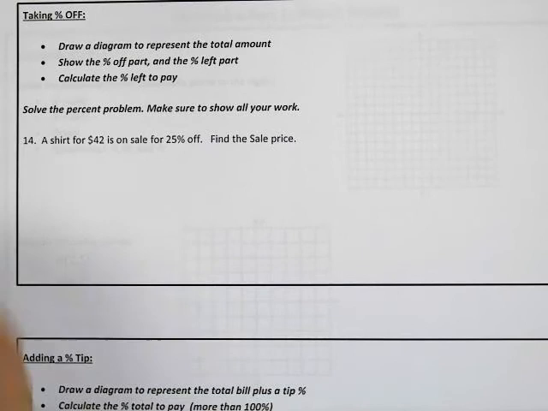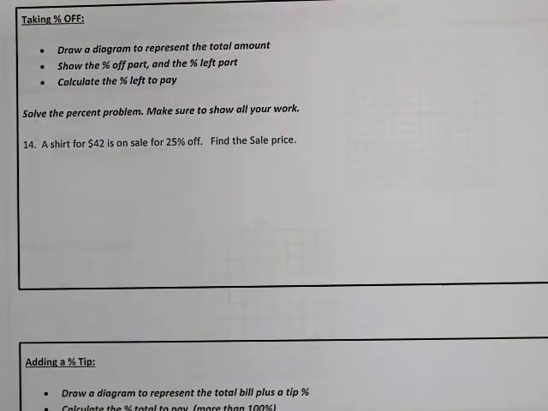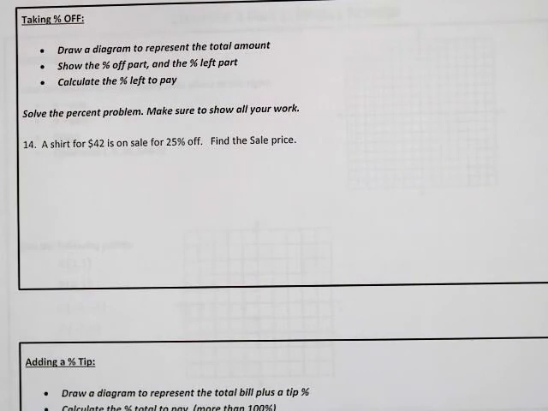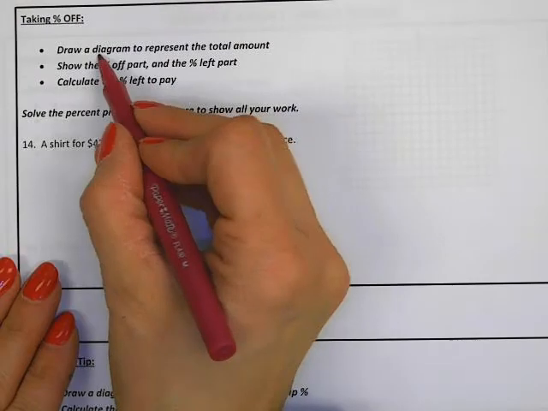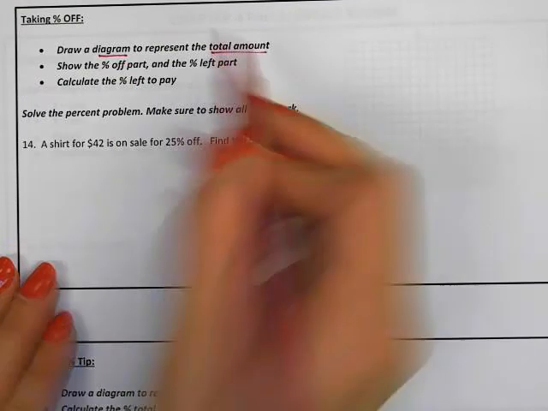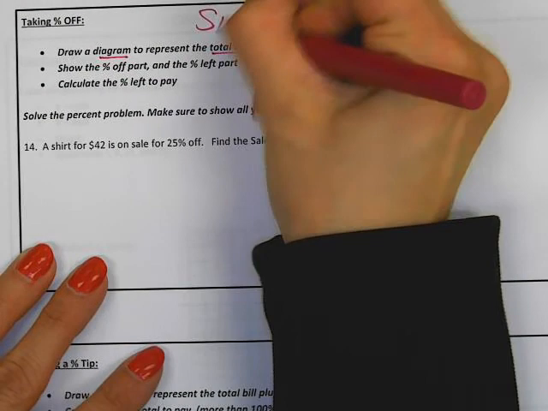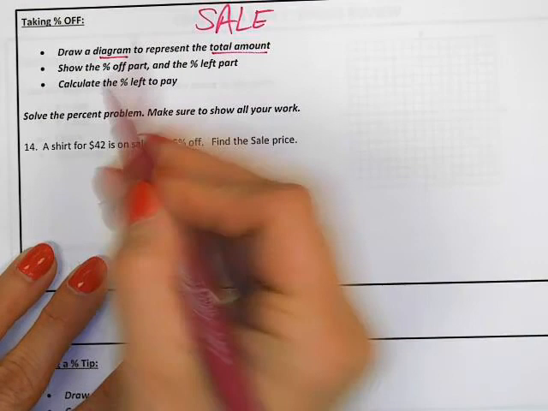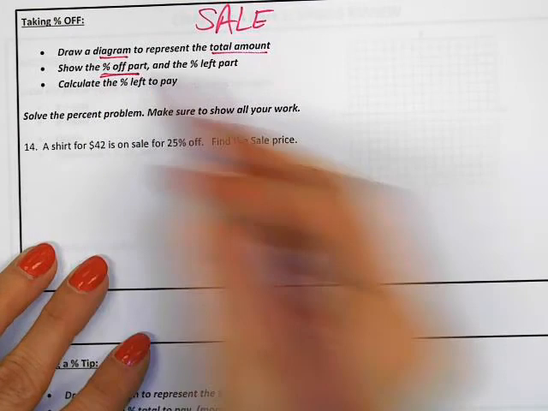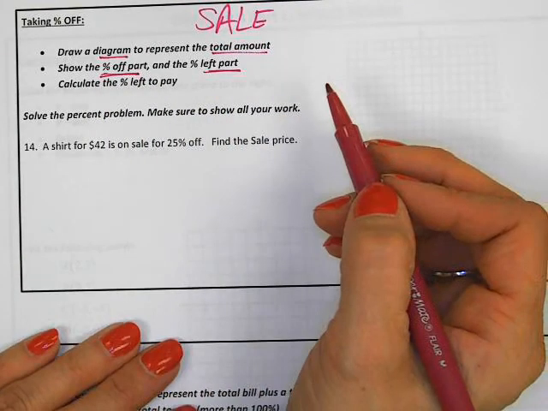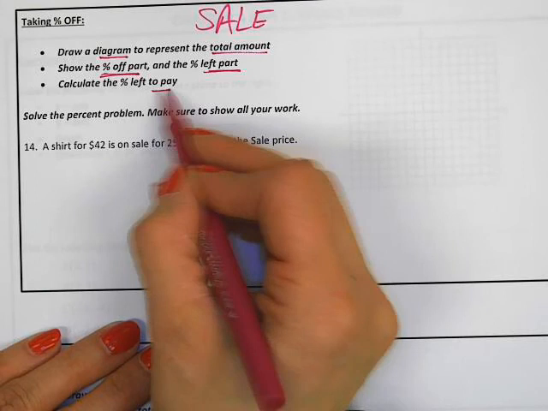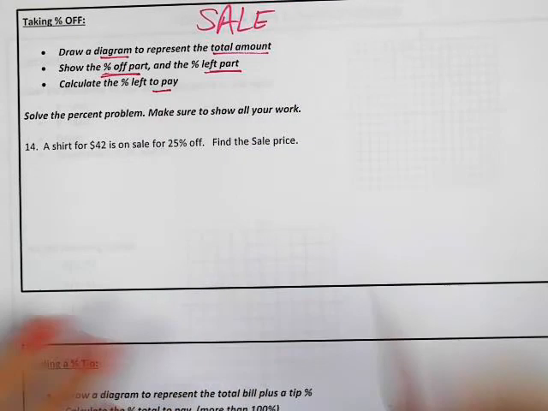The end of chapter 3 was where we used our percent skills to go ahead and do some sales. We did some sales where things were taking percent off. So we have to draw a diagram to represent the total amount. This is like a sale. We're going to show the part off and then the part left to pay. And then we're going to calculate how much do I pay. Okay, what did that look like?